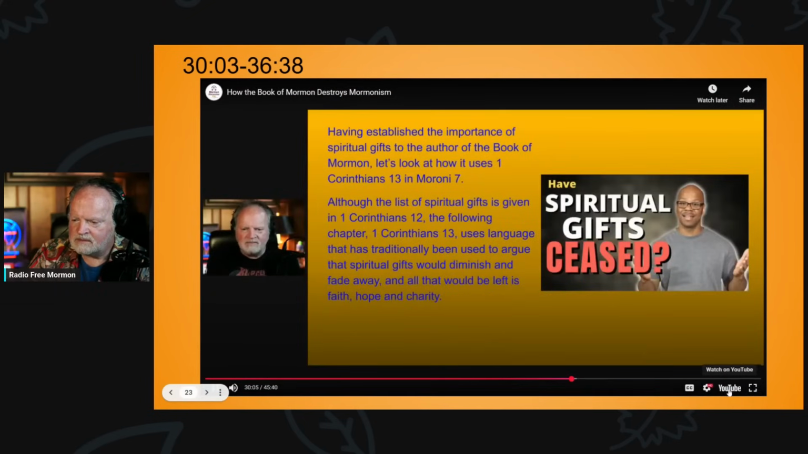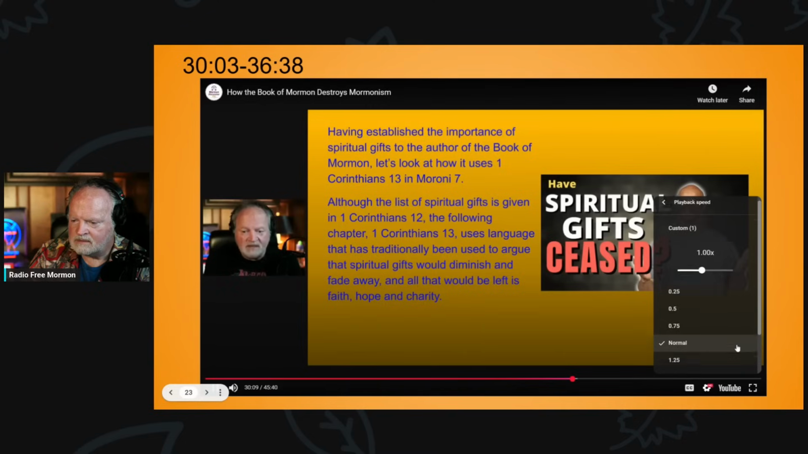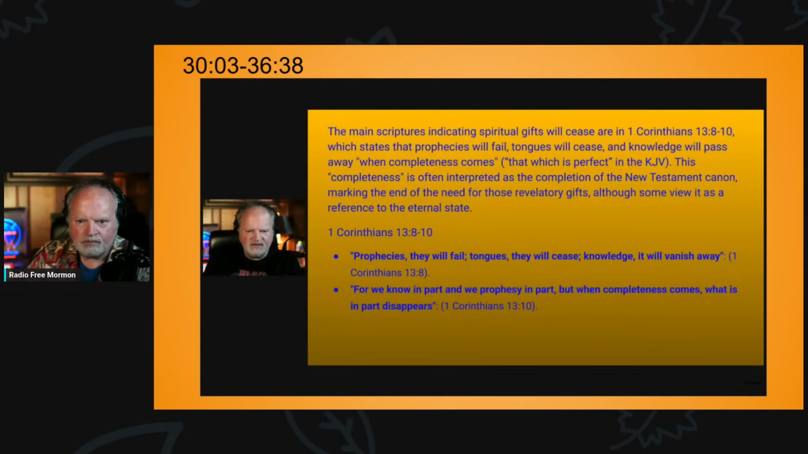Okay, so having established the importance of spiritual gifts to the author of the Book of Mormon, let's look at how it uses 1 Corinthians 13 in Moroni chapter 7. Although the list of spiritual gifts is given in 1 Corinthians 12, the following chapter, 1 Corinthians 13, uses language that has traditionally been used to argue that spiritual gifts would diminish and fade away, and all that would be left is faith, hope, and charity. I remember this from my days as an apologist for the church. This was a regular chestnut that those who believe that spiritual gifts did not continue use this passage from 1 Corinthians chapter 13, verses 8 through 10, by the way, in order to support their cause.